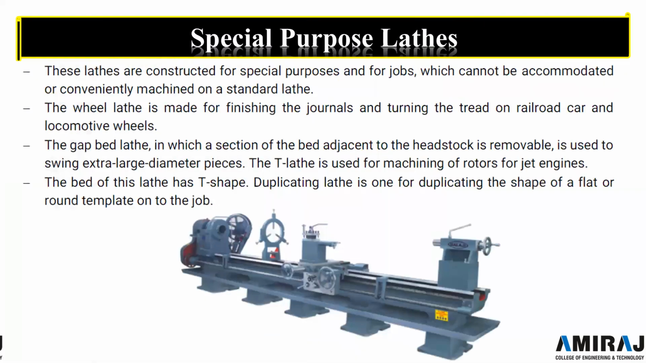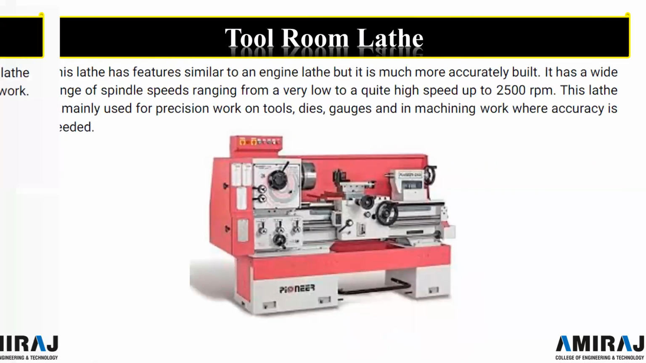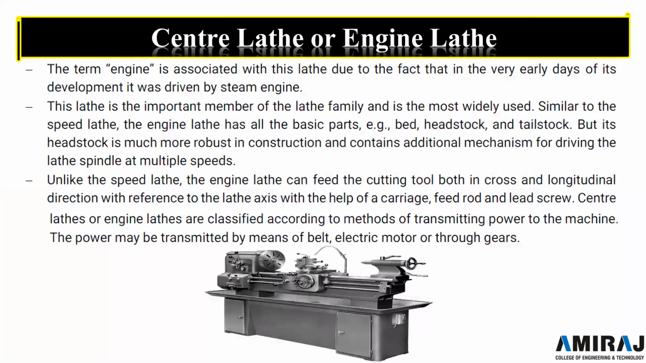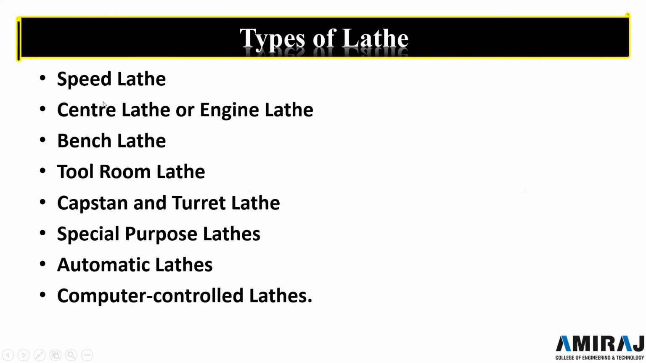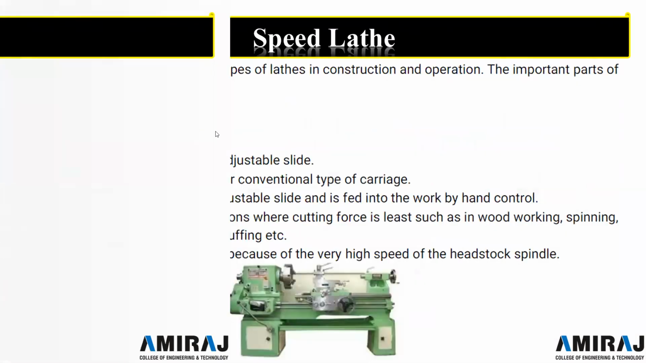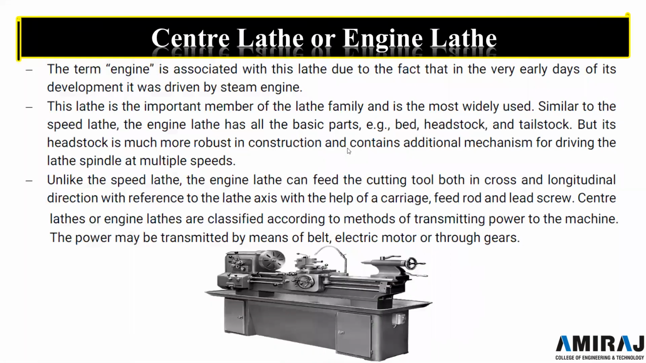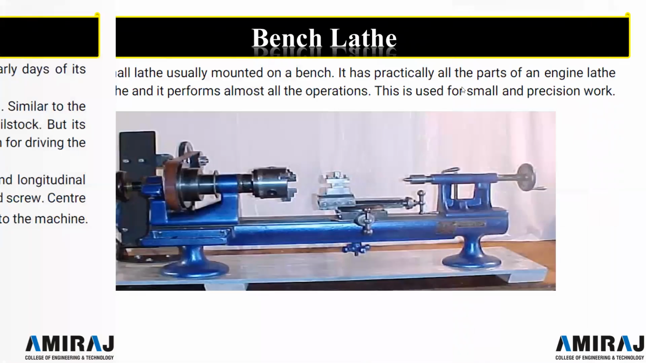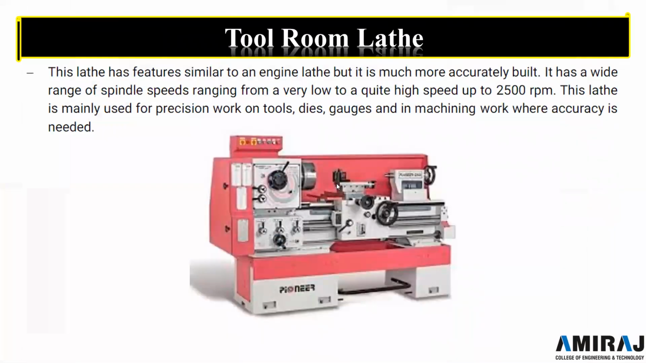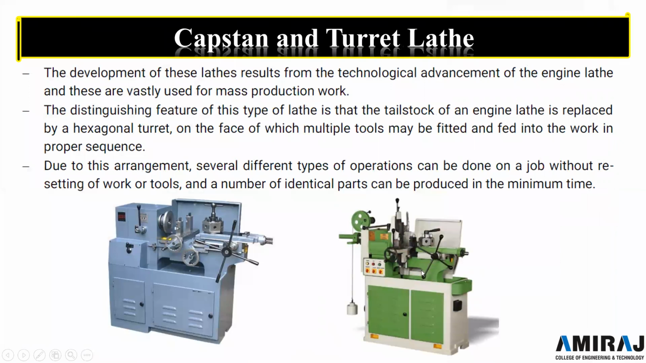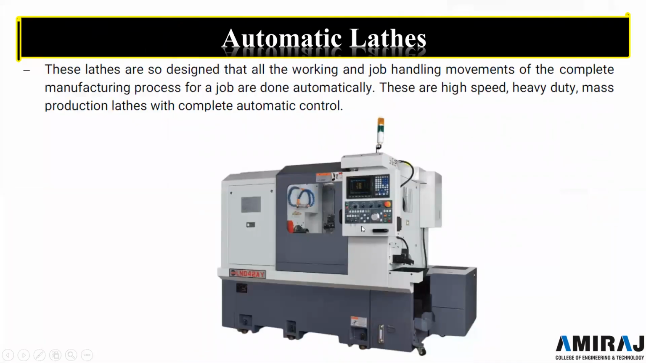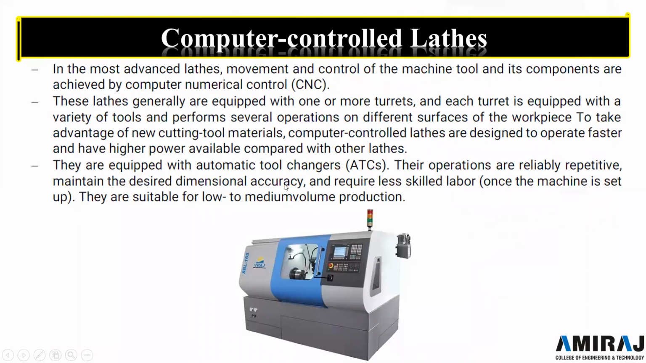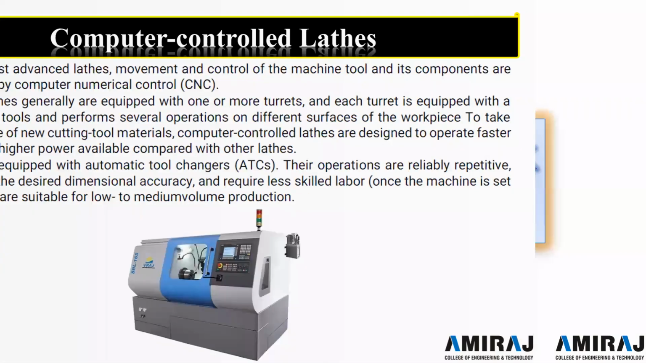There we started with the speed lathe, the various types: speed lathe, center lathe, or engine lathe. Then there is bench lathe, tool room lathe, capstan and turret lathe, special purpose lathe machine, automatic lathes, and computer controlled lathes. So these are all types of lathe machines.